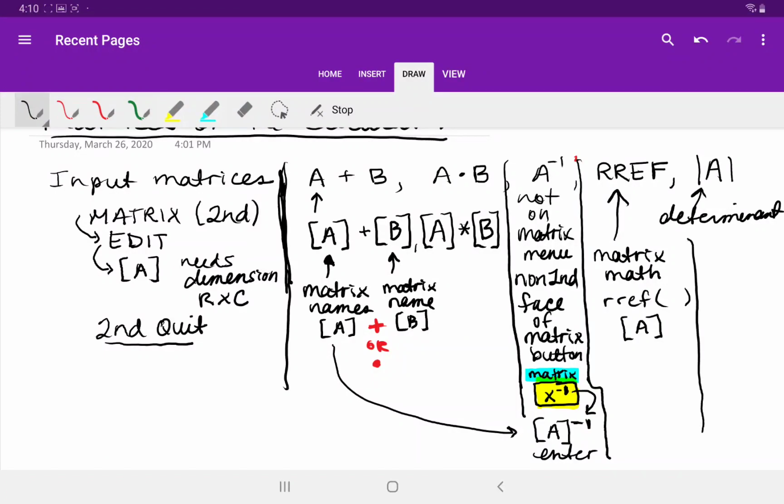Determinant. Where do you think determinant would be? I don't know if catalog absolute value works, but that's determinant. So that's actually also on the matrix math menu, and it says DET. So DET is for determinant. When you type it, it's going to look like DET, and then it's going to look like this. And actually RREF looks like that too. So RREF eventually will look like this on your calculator, and then you hit enter.